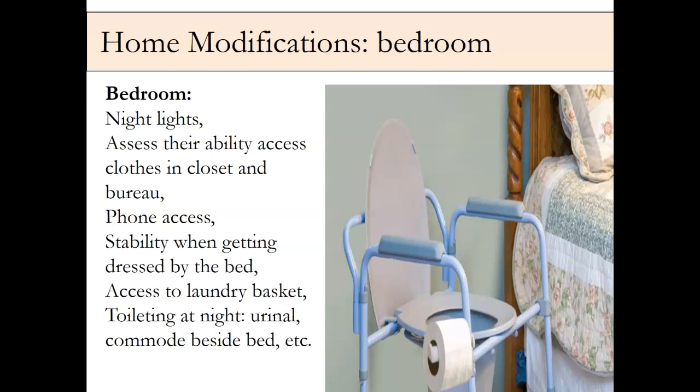Don't want them to do that long trek into the bathroom. This beside the bed, it's not pretty, but it's great. A urinal can be good. There's different kinds of urinals now, for female urinals. Those are all great. Phone access, night lights, those motion lights can be good if they insist on going in. Access to their bureaus, a closet, all that sort of stuff. Things you have to kind of think about. There's a lot to think about.